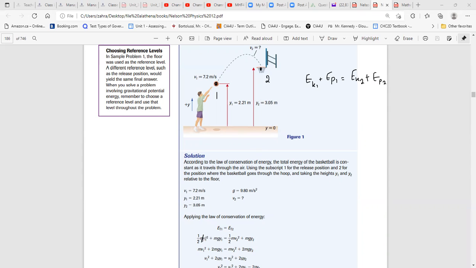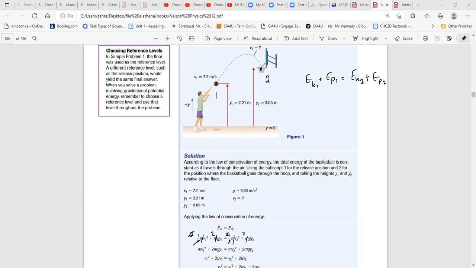You know, we can cancel mass, divide each term by m. And I can multiply each term by 2. So 2 and 2 here cancel. Multiply by 2, multiply by 2, multiply by 2. So these 2 and 2 cancel. And this is what I have.